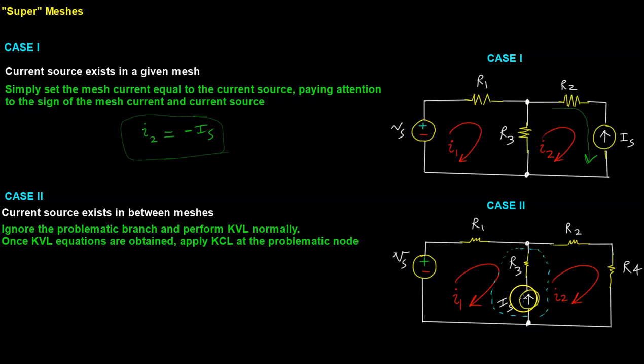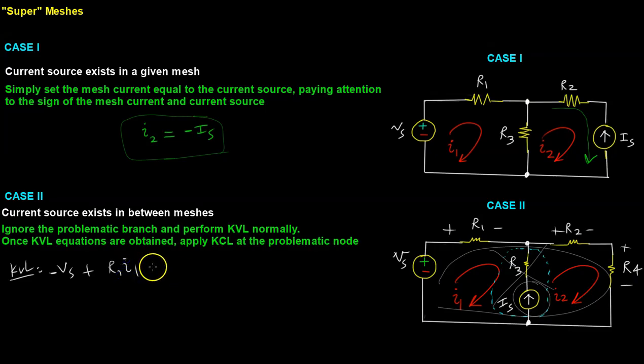Now looking at this other case, where the current source sits in between two different branches, the way we would solve that is we would first ignore the problematic branch. This is a problematic branch because it has a current source, so we ignore that and do a simple KVL as we normally would. So if I do KVL, I would find negative Vs, let's say directions are this way, plus R1 I1 plus R2 I2 plus R4 I4 is equal to 0. So that is the first thing we do.